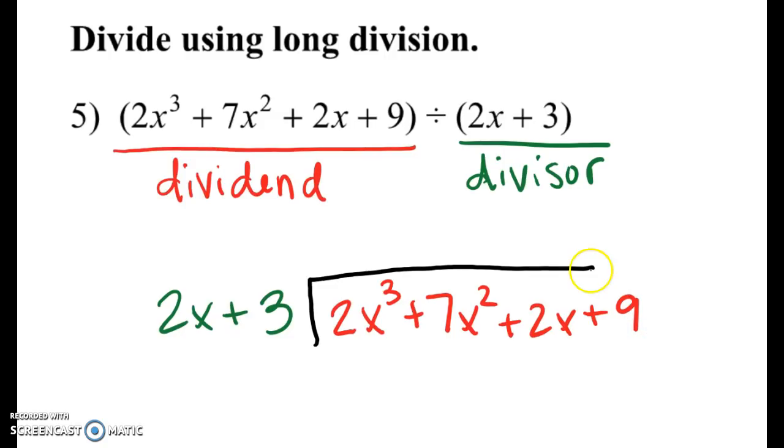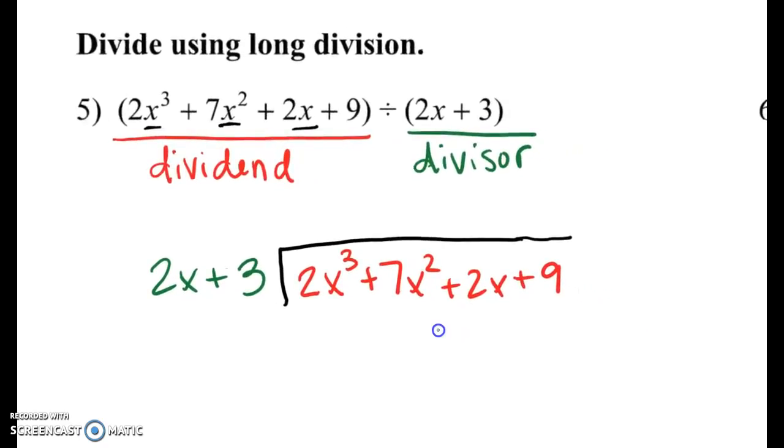Now, I do want to point out that if we were missing any terms, here we have an x cubed, x squared, and an x, so it does decrease by 1: 3, 2, 1, and then none. If we were missing that, we would have to add a 0x squared or a 0x, or whichever term was missing, into here. Okay. Since we're not missing one, we can go ahead and proceed.